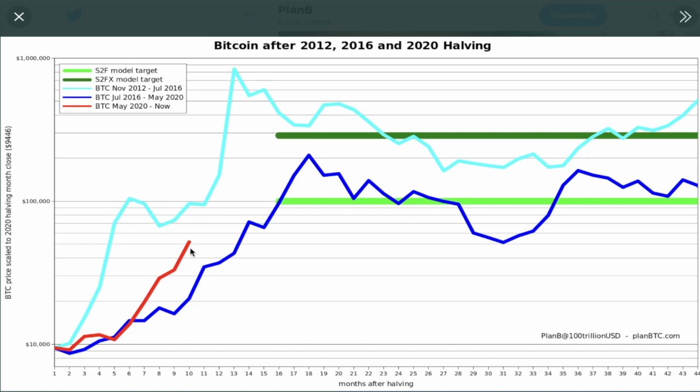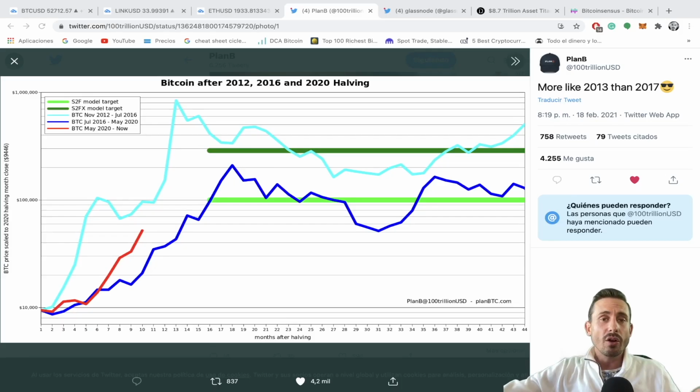As you can see, we are looking more like the 2013 performance than the 2017 performance. A lot of people don't agree with the stock to flow model, but it has been quite accurate for the last few years. What do you think the Bitcoin price is going to be at the end of 2021? Closer to $100,000? Or closer to $288,000? Or maybe it is not going to arrive at $100,000. It is going to be much lower than that.